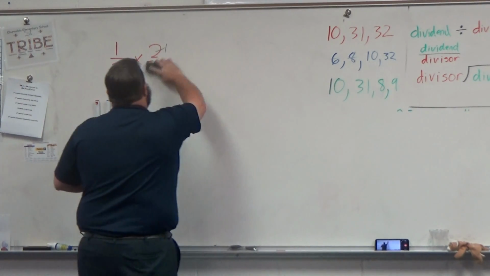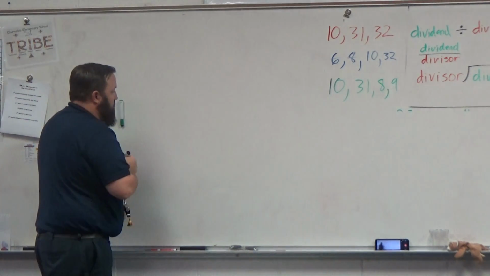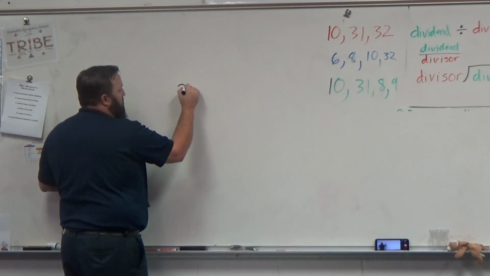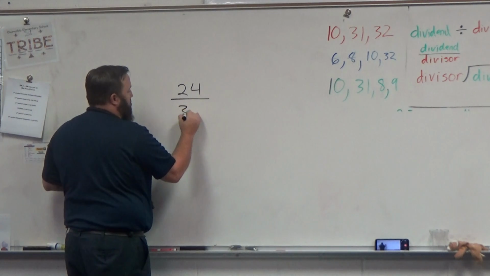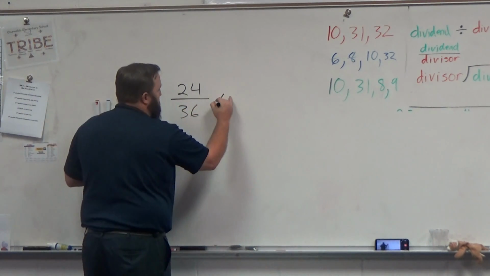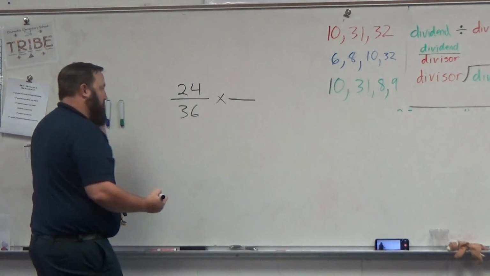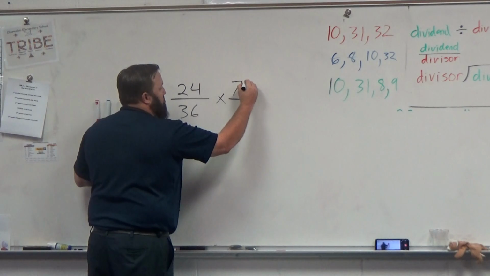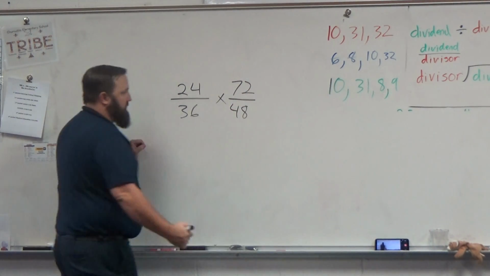And the reason why the cross reduction helps is when we get going a little bit further down the road, you're going to have some of those larger mathematical problems where it's, let's say, 24 over 36 times, I don't know, let's say 72 over 48, okay?